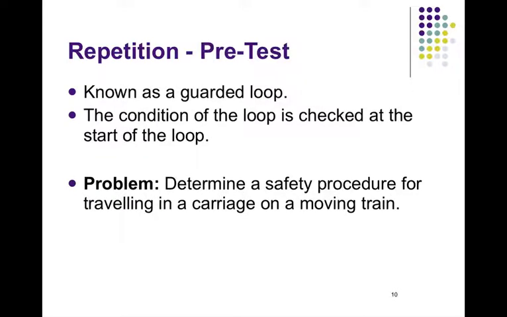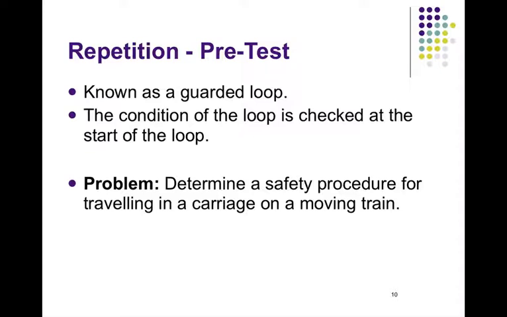The first one we'll look at is known as a pretest repetition, so the testing is done at the start of the loop. It's also known as a guarded loop. The condition of the loop is checked right at the start, and for this type of loop, the sequence of the algorithm could actually not enter the loop if that condition is not met.